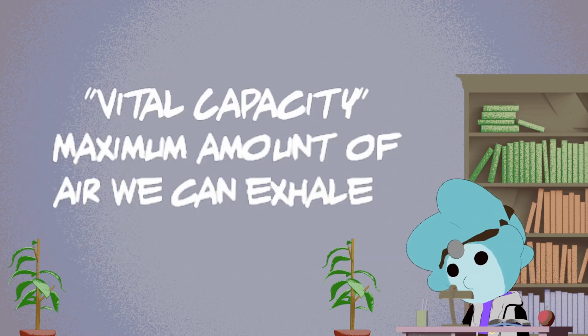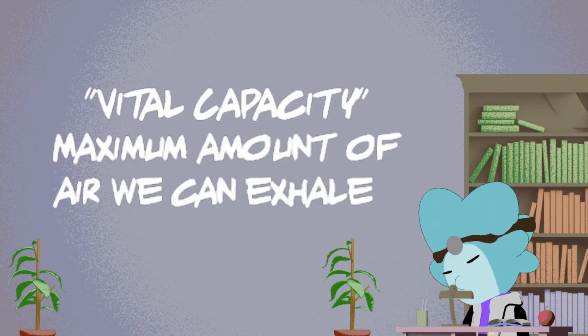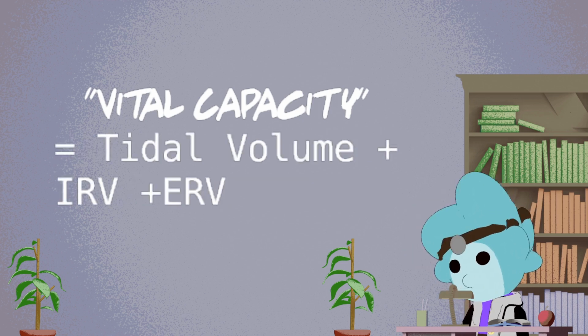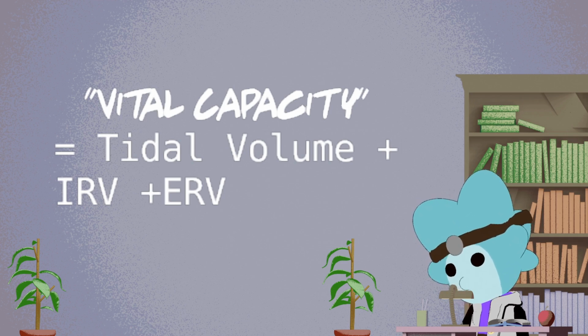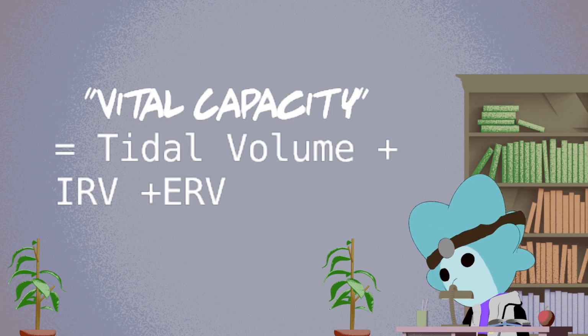Well, this is your vital capacity. This is the maximum amount of air you can exhale, period. In an equation, this is the tidal volume plus the inspiratory and expiratory reserve volume. The extra air came from residual air in our lungs that makes sure that the lungs doesn't crumple like a paper bag when you inhaled all the air out of it.